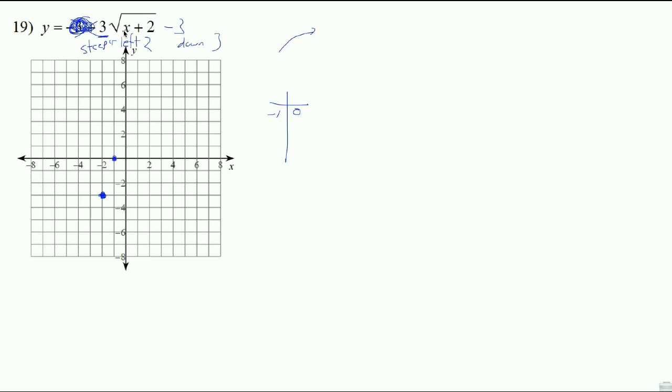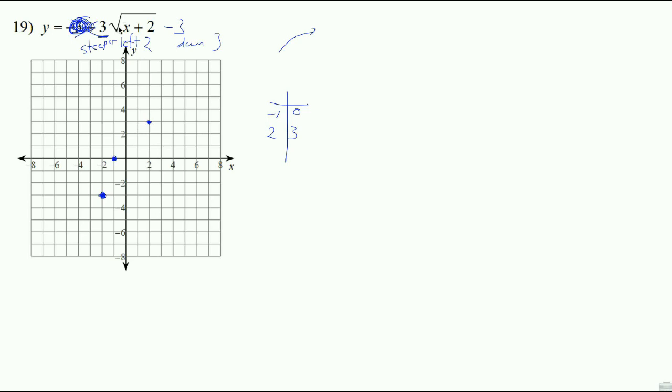So much steeper on our square root function. What's another one? Well, 2 plus 2 is 4, so that's a good one. The square root of 4 is 2. Times 3 is 6. Minus 3 is 3. So we'll have the point 2, 3.